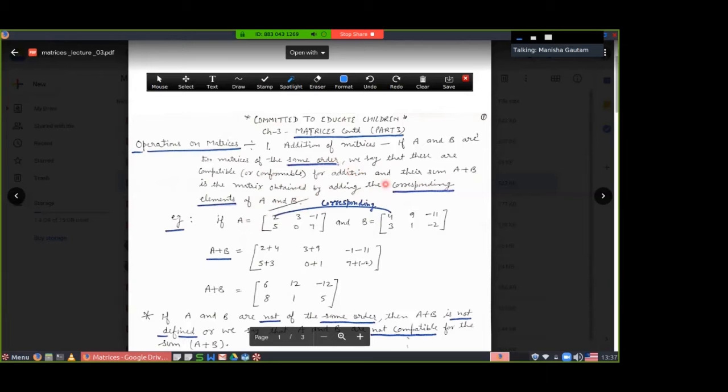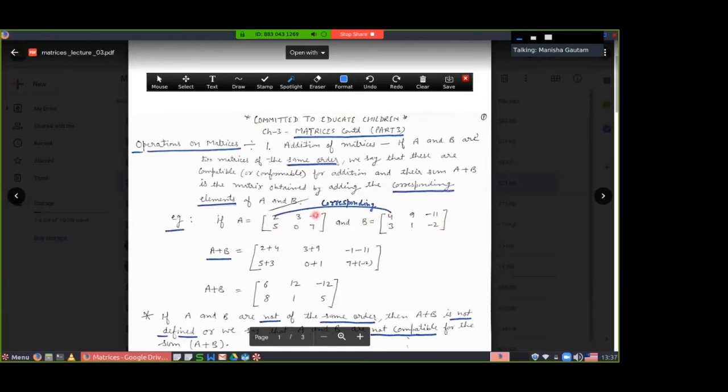How can you add? You can add these matrices by taking corresponding elements of A and B. Here I have given an example where corresponding elements are shown. A is a matrix having element 2, corresponding to this in B is 4. Corresponding to 3 of matrix A is 9. Minus 1 corresponds to minus 11. 5 corresponds to 3. 0 corresponds to 1. 7 corresponds to minus 2.